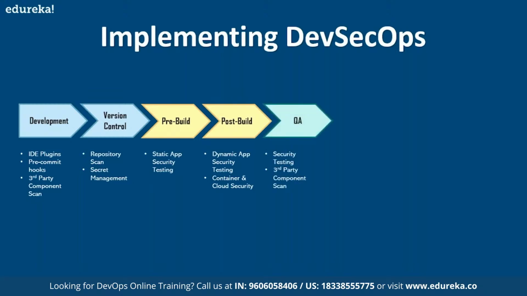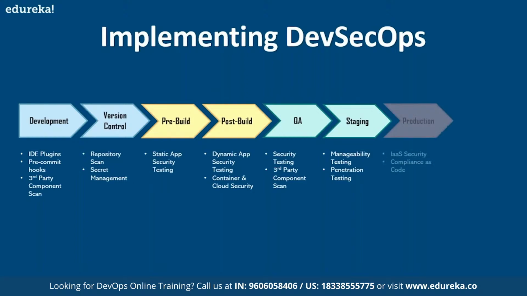Quality and QA: during the QA check, we will have a look at the security testing. Third-party component scan shall be conducted again. Staging: at the staging stage, we'll have a look at the manageability testing and the penetration testing. Production: at the production stage, for infrastructure as a service security, wherever you're deploying the model, we'll have to check the security of that infrastructure and the compliance of the code. Once it is productionized, during the monitoring stage, all the security monitoring and alerting will be taken into action.